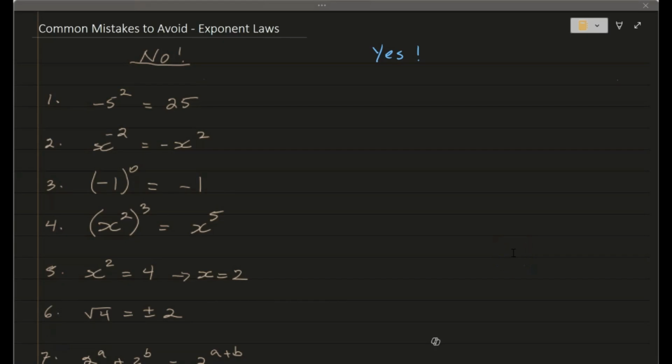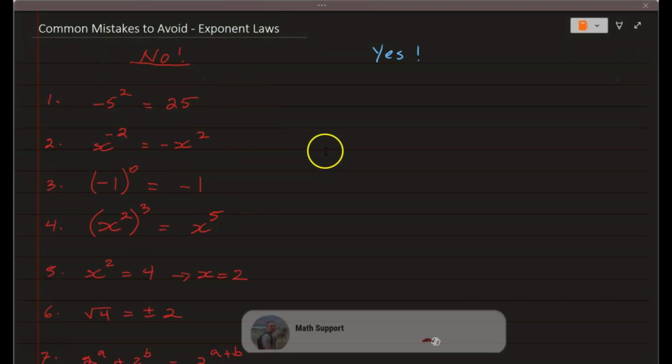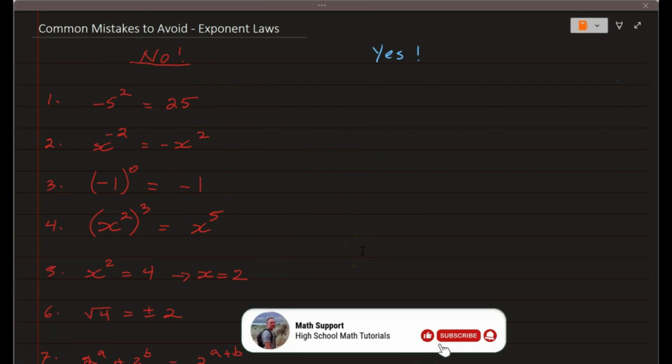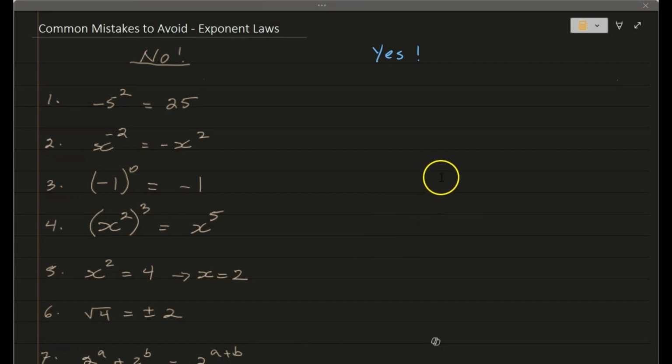So today we're going to talk about common mistakes to avoid. Exponent laws, those are the specific mistakes that I've seen throughout the years that students make. So I want to go over about 10 of them, probably with a couple of bonuses. So let's go ahead and do that.